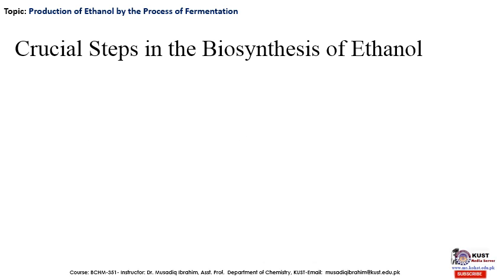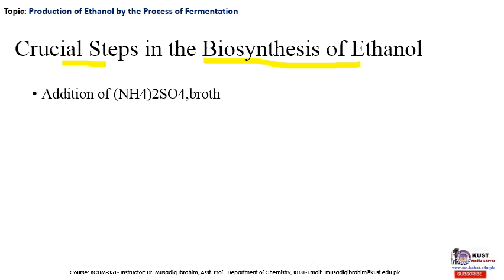Now moving towards the crucial steps in the biosynthesis of ethanol. So first is the addition of diammonium sulfate to the broth. So that is a very important step in the production of ethanol. Lowering pH. So normally the ethanol is produced at a low pH. So if in the fermentation tank the pH is increased, then the percent yield of ethanol will also be affected.